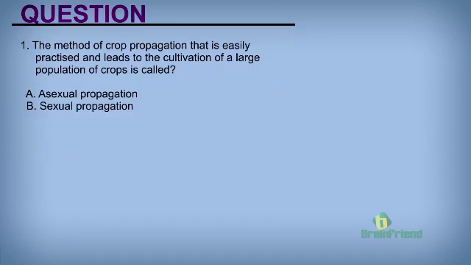To know how well you have learned from this lesson, I would like you to take this question. The method of crop propagation that is easily practiced and leads to the cultivation of a large population of crops is called A, asexual propagation, or B, sexual propagation. The correct answer is B, sexual propagation.